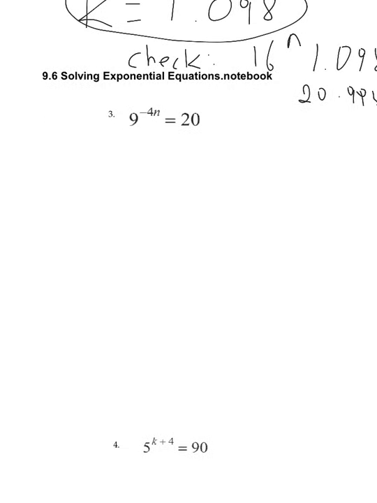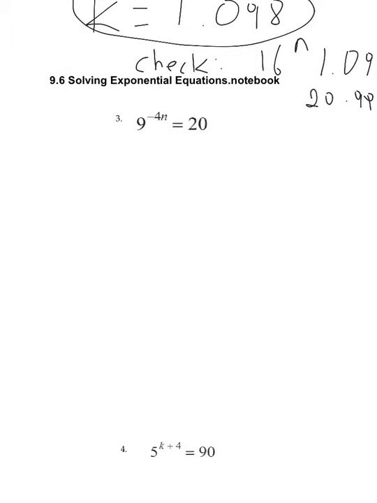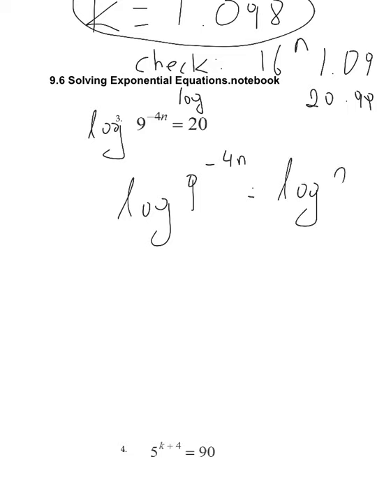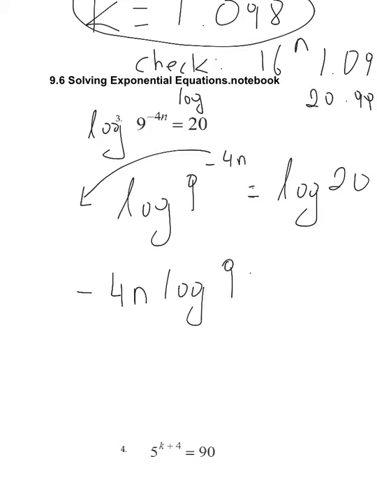Okay, so example number 3. It's a little bit different because your exponent now is negative 4n. So you do take log of this side and log of this side. So your new equation will be log 9 raised to negative 4n is equal to log 20. Same rule, this goes in the front. So you get negative 4n log base 10 of 9 is equal to log 20.